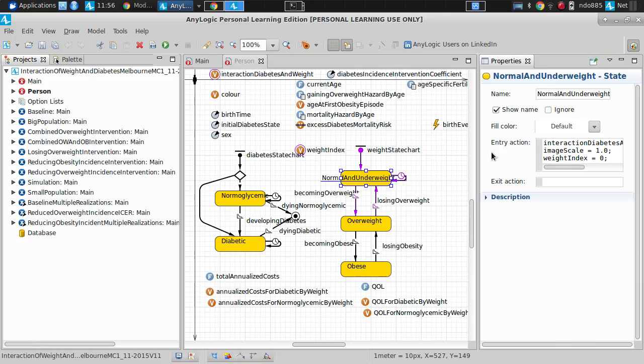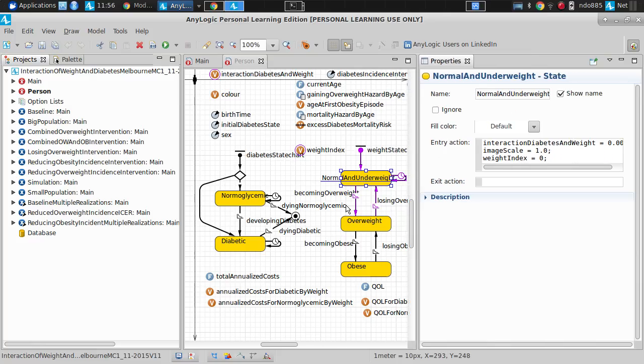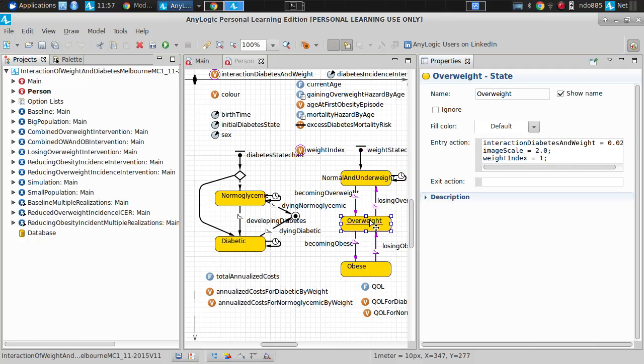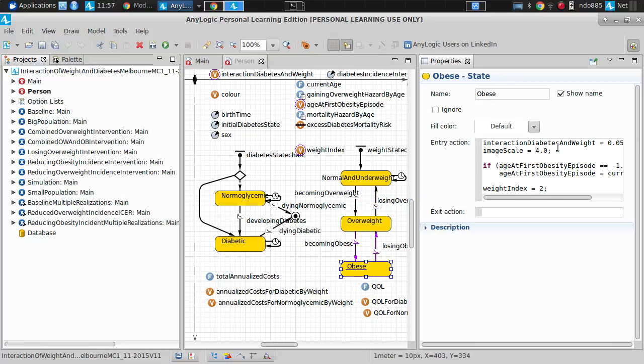So you'll notice if you go to these states here and click on them, each of them assigns a value for interaction for diabetes and weight. This basically is a hazard rate. So as one gains weight, the hazard rate associated with developing diabetes rises. One has a higher chance per year of developing diabetes if one is obese compared to overweight.